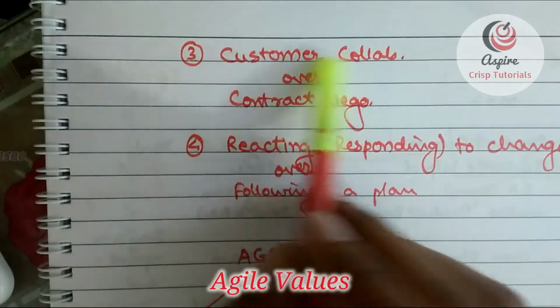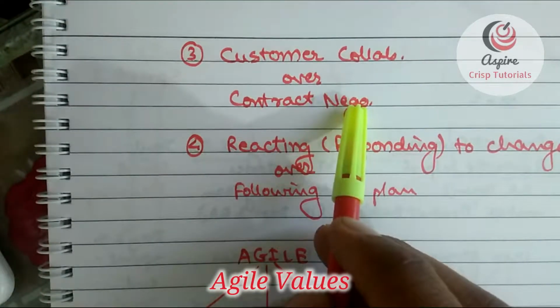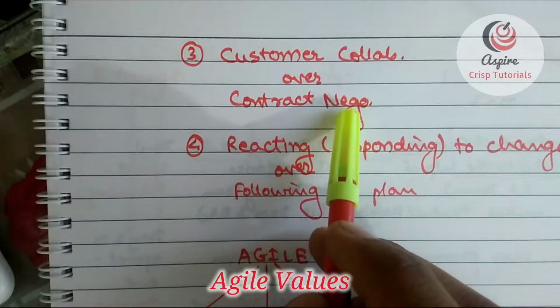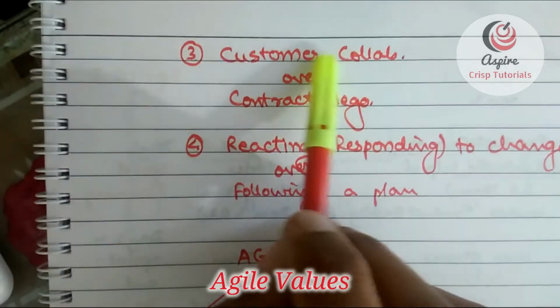So keep speaking to your customer more and more, as compared to not speaking to the customer until the end of the year and then negotiating the contract just for suiting it to your product. No, that is wrong. So always keep asking for feedback. This is what it means.